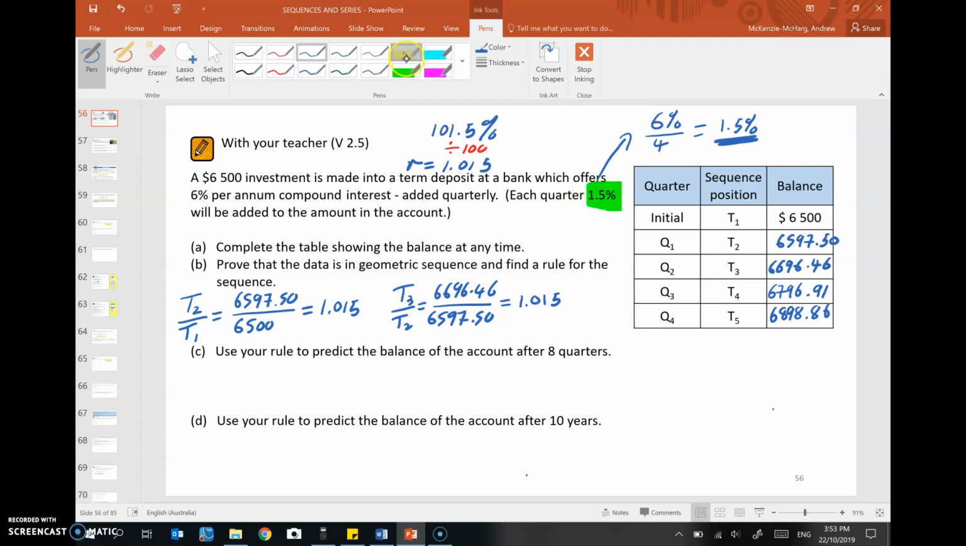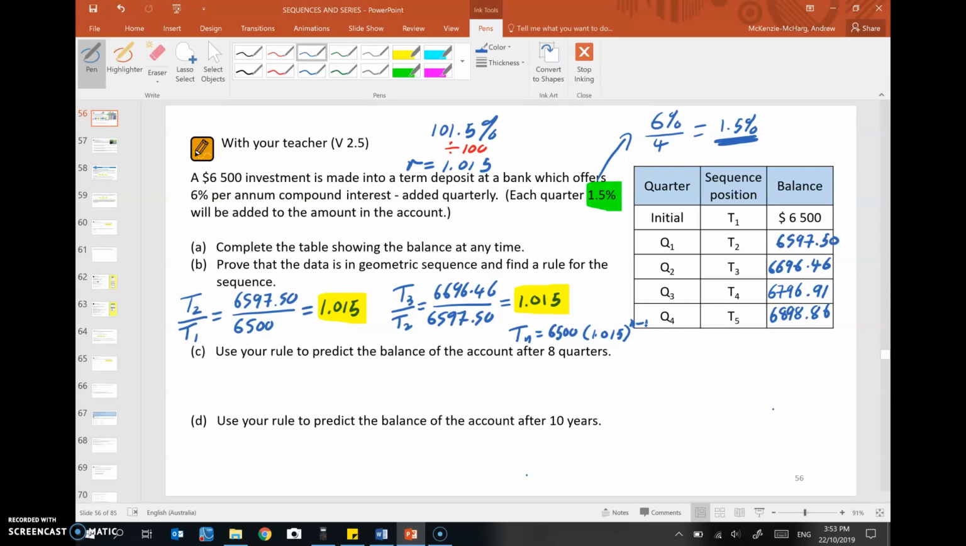Now that number, the common ratio, is going to form part of the sequence rule, which I'll write over here. So we're going to have Tn equals, now remember the first number in the sequence is written down here, where A goes, so 6,500. And then we put the common ratio in brackets to the power of n take 1. And there is our sequence rule.